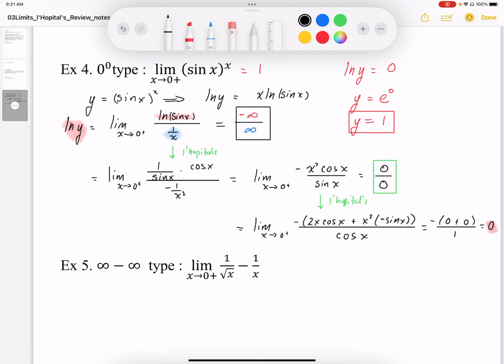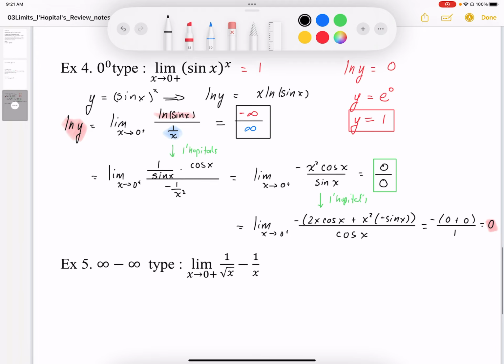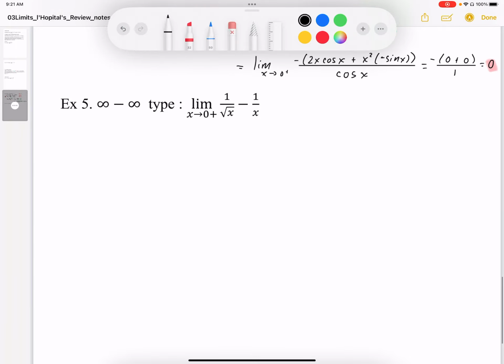Example 5 is an infinity minus infinity type. For these types, we need to make this into a common denominator so that we have a ratio. So I'm going to put this into a common denominator, so I get the limit as x approaches 0 from the positive side. This ends up being x minus square root x over the denominator x root x. Okay, so now we have a ratio. We can now try to evaluate this limit. And when we do, we end up with 0 over 0.